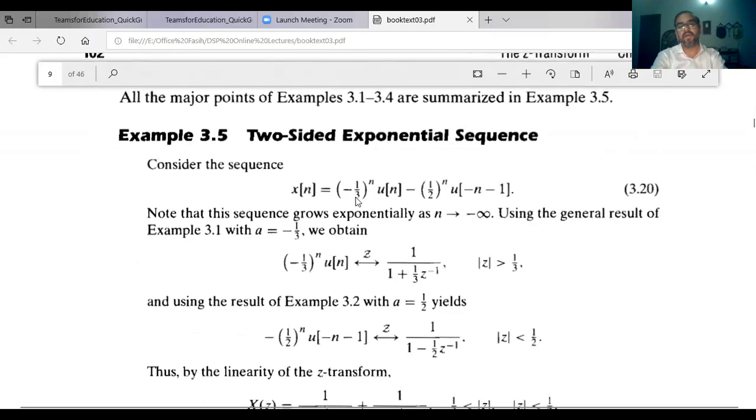But now if you have minus 1 over 3 to the n u of n, which is a right hand side sequence, and minus half to the n u of minus n minus 1, so in this case you have a left hand side sequence.